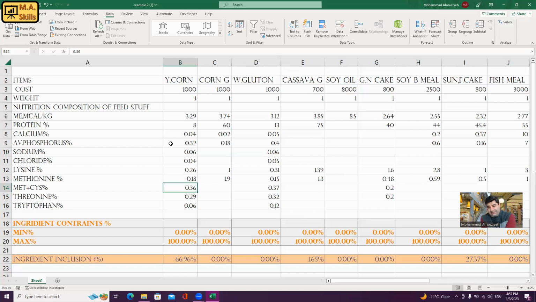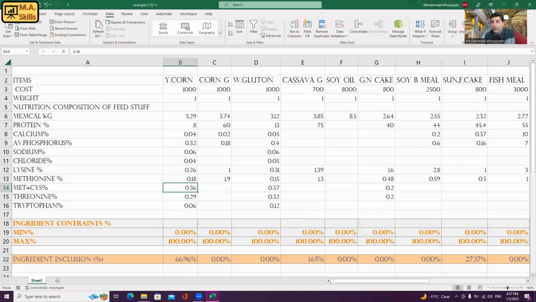Because we don't have synthetic cysteine amino acid, but we do have synthetic methionine amino acid, right? And here we are trying to find the requirements for both amino acids and meet those requirements using synthetic methionine. It's the goal. So that's why you should put methionine plus cysteine.